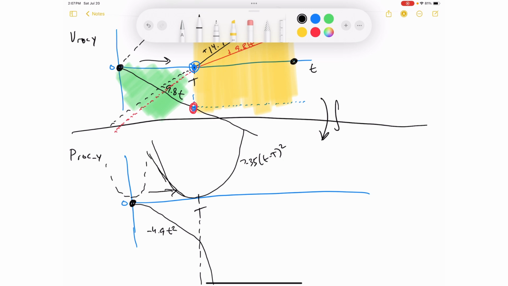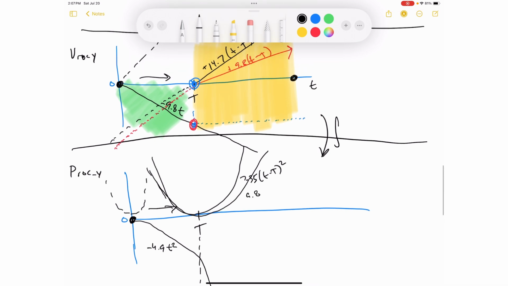Something like this, which is the 9.8. Oh, sorry, it would be half. It would be half of 9.8. It would be 4.9. So 4.9 (t minus T) squared.